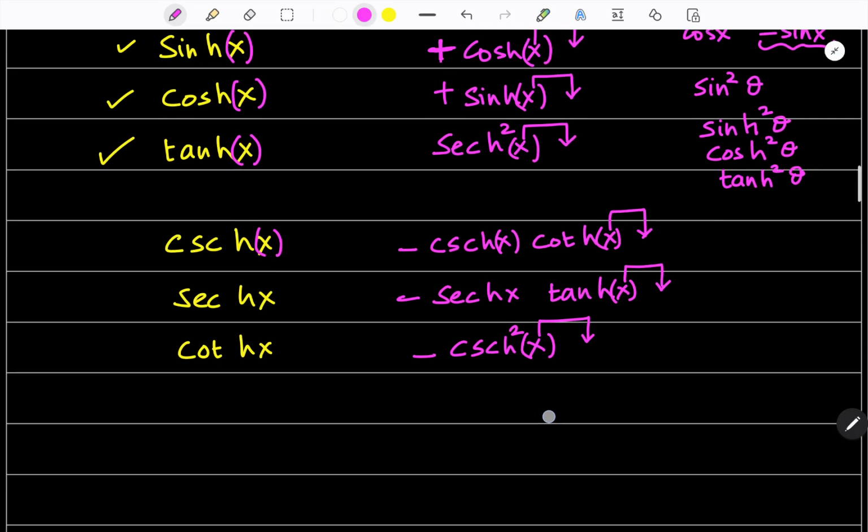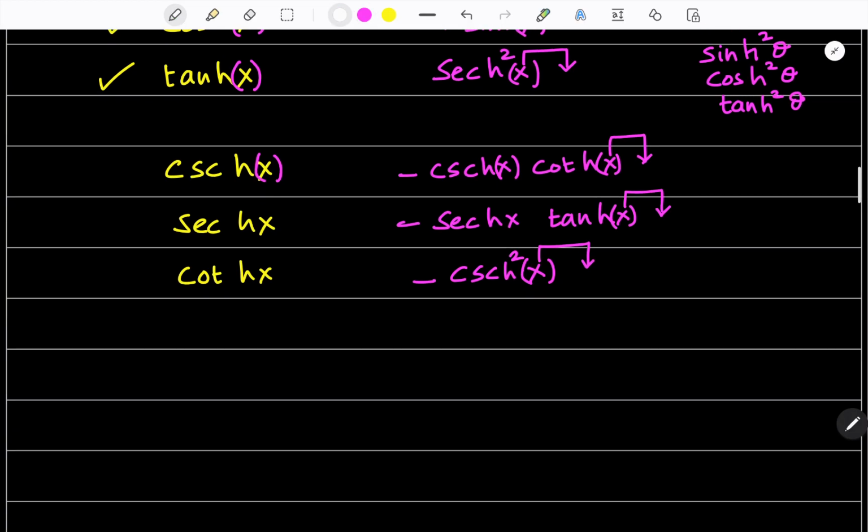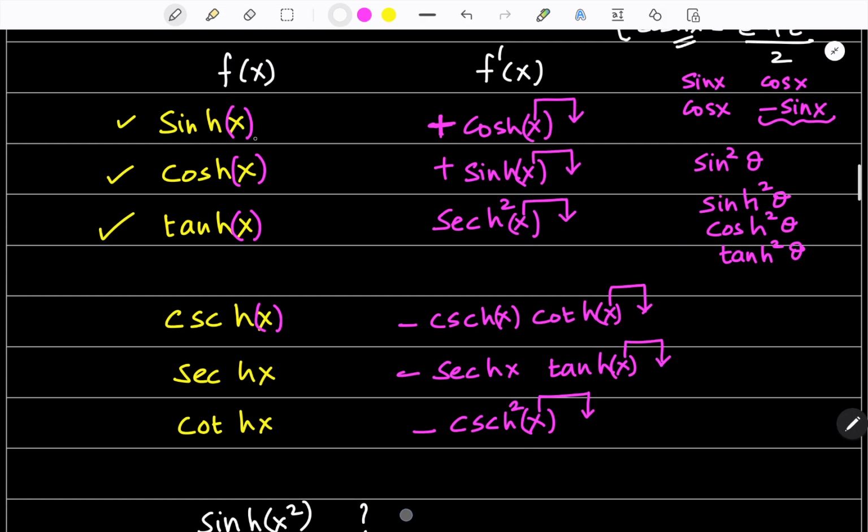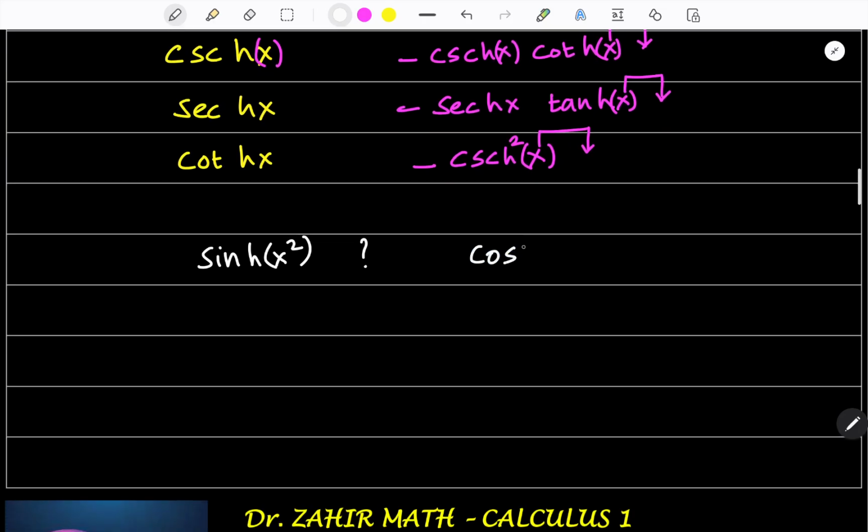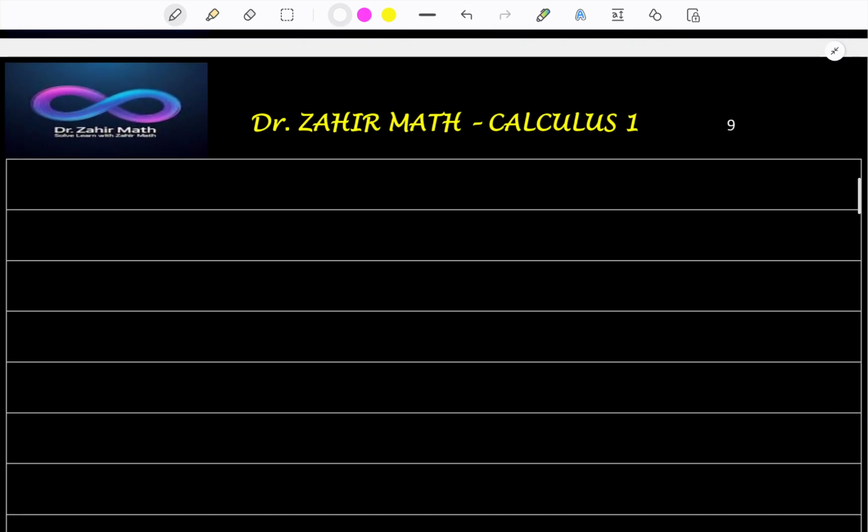Keep it in your mind. For example, suppose I ask you the derivative of sine hyperbolic x square. The formula for sine hx is cosine hx, so you write cosine h x square. But then the derivative of x square is 2x. This is what you have to do.